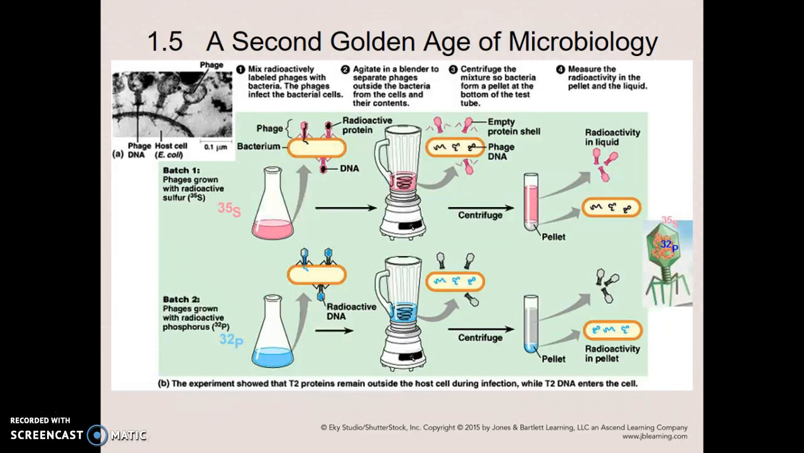They used one bacteriophage that had radioactive sulfur, and sulfur is found in proteins, so that would be in the protein capsid. They used another bacteriophage, and in that one they used radioactive phosphorus. So phosphorus is found in the genetic material of the virus. Here you have the protein capsid that is radioactive, and down here you have the genetic material, the DNA inside, that is radioactive.